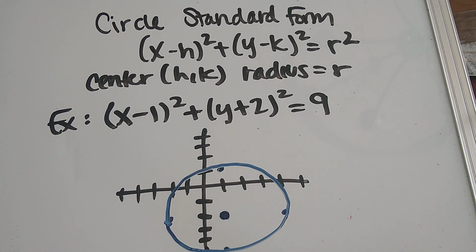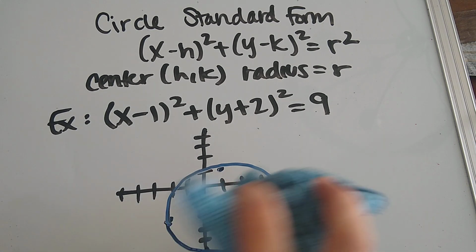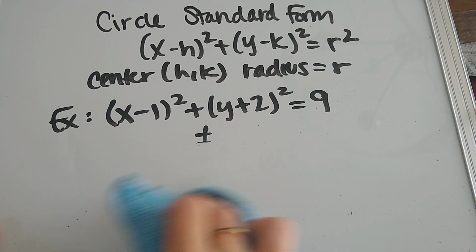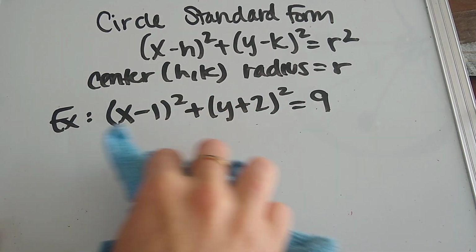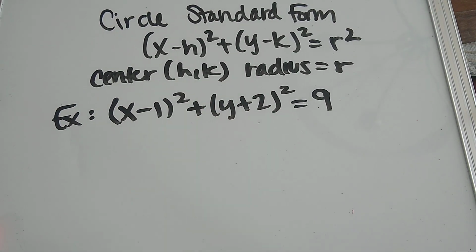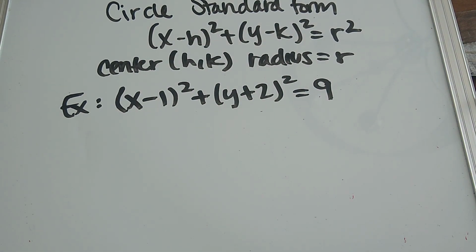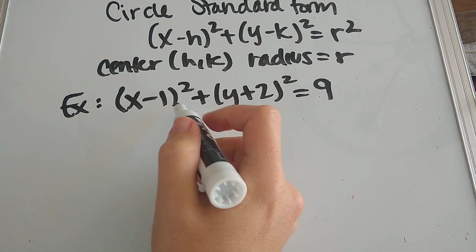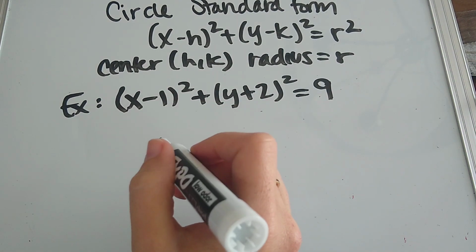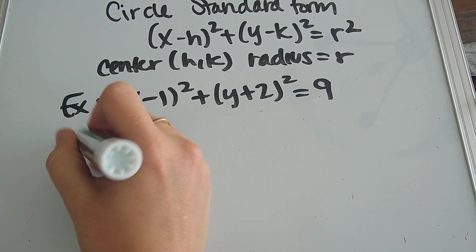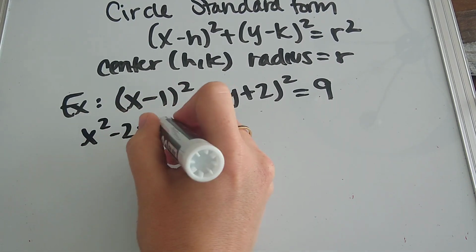Okay, we also have another form. It's called expanded form. So I'm just going to quickly erase this so we can see what expanded form looks like. So I'm going to turn the standard form into expanded form. The way you do that is you multiply. Okay, so let's start off with (x minus 1) squared. If we multiply that out, remember that's (x minus 1) times (x minus 1). That's going to be x squared minus 2x plus 1.